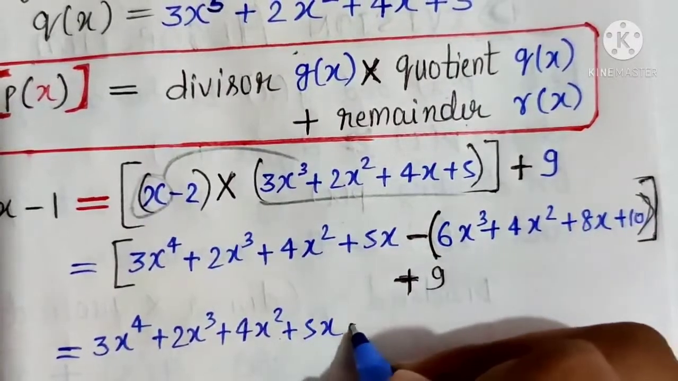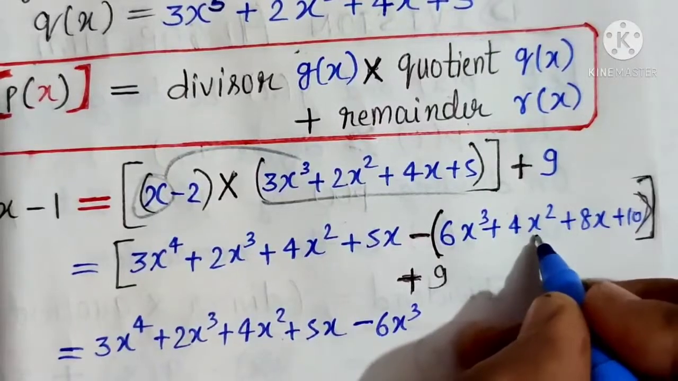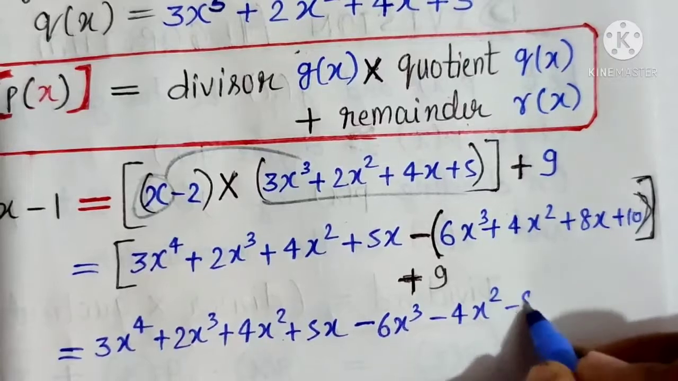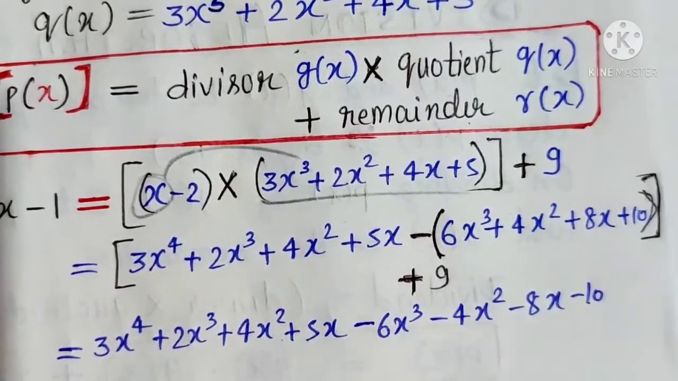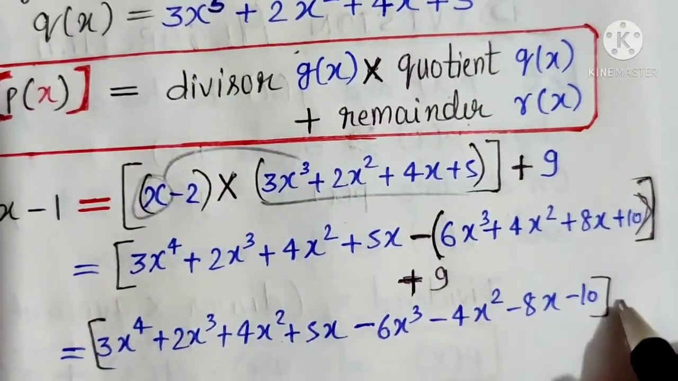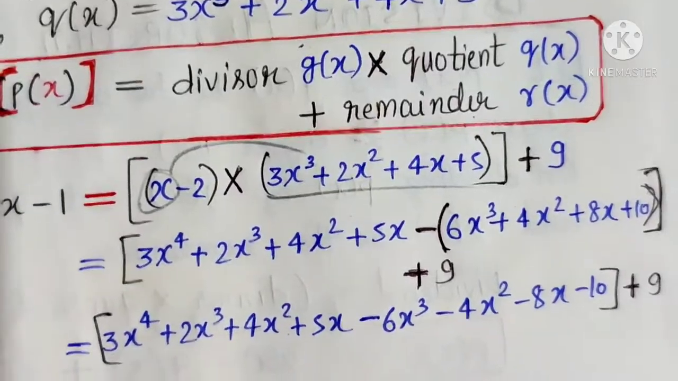So it becomes minus 6x cube. It was plus 4x square, it becomes minus 4x square. It becomes minus 8x. It becomes minus 10. So this whole we can write in one bracket, and plus 9 we will write as it is. It was our remainder. Now first we will solve inside the bracket.